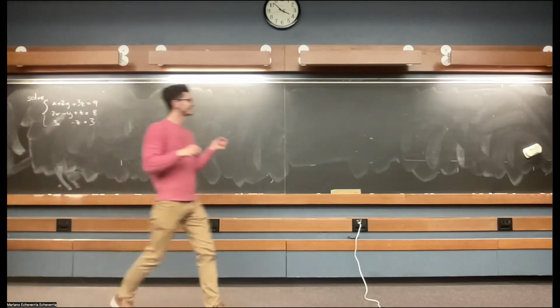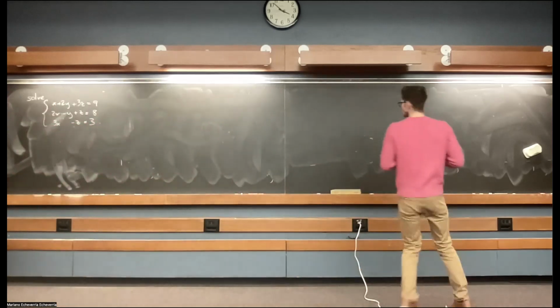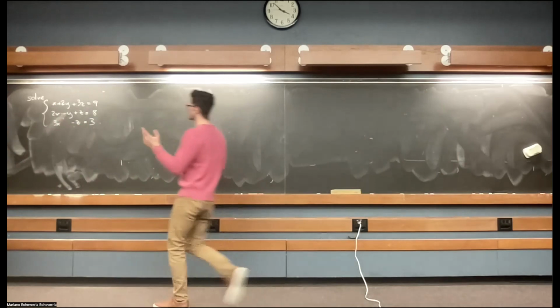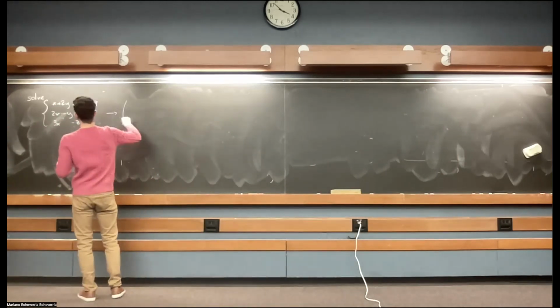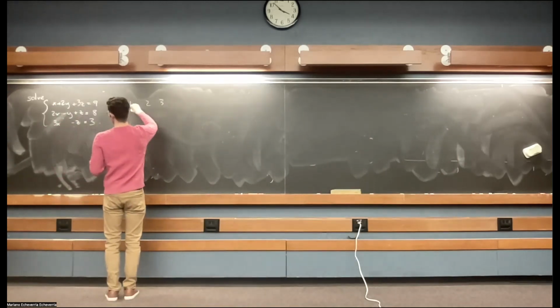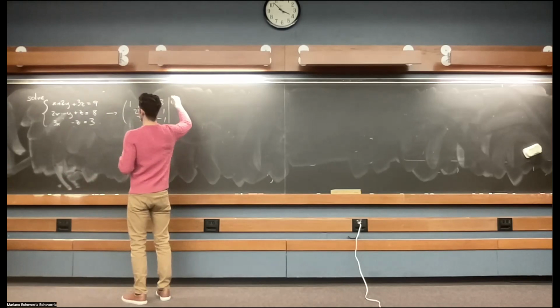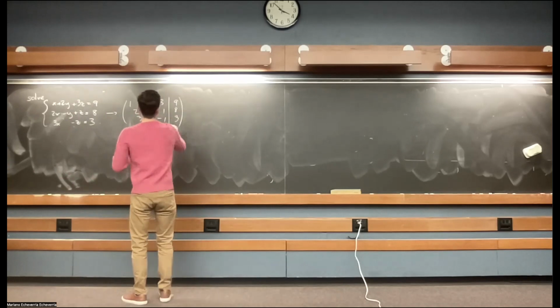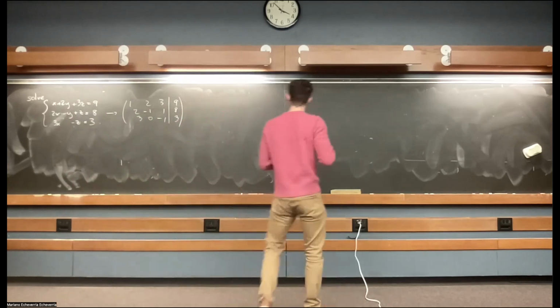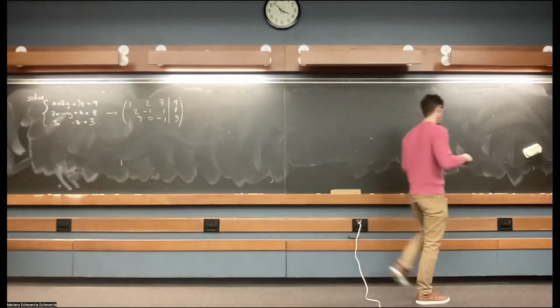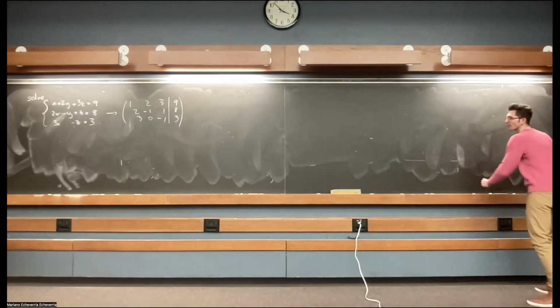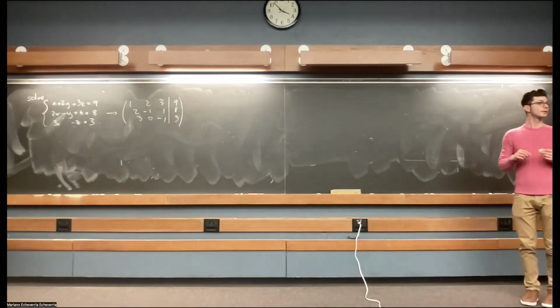So again, the first thing is to turn this into a matrix. Like the augmented version, so this becomes 1, 2, 3, 2, -1, 1, 3, 0, -1, and then 9, 8, 3. Does that make sense?